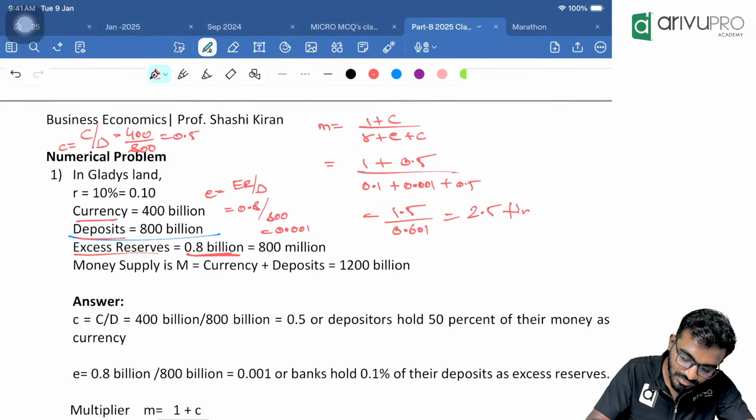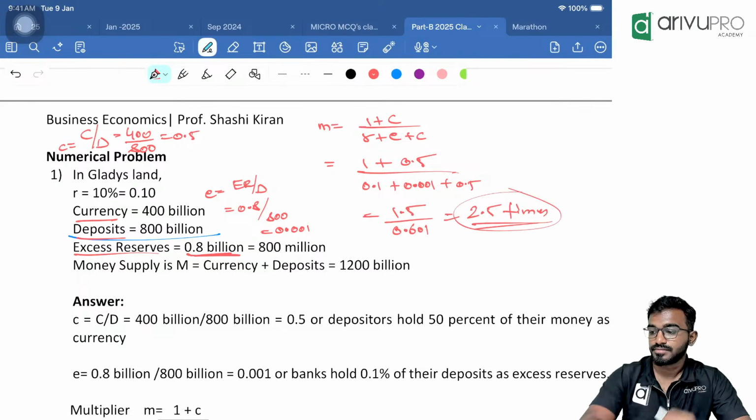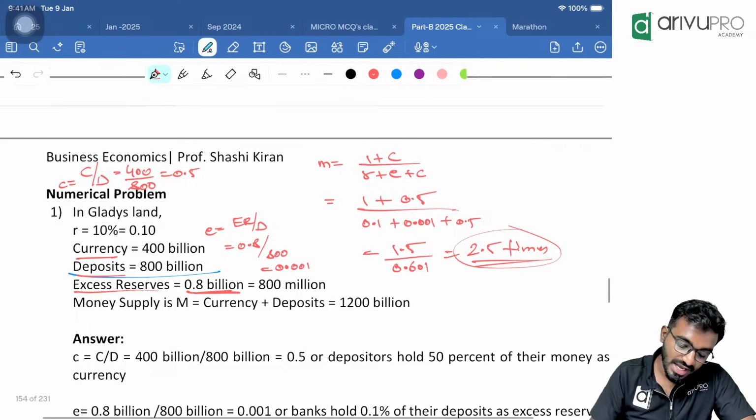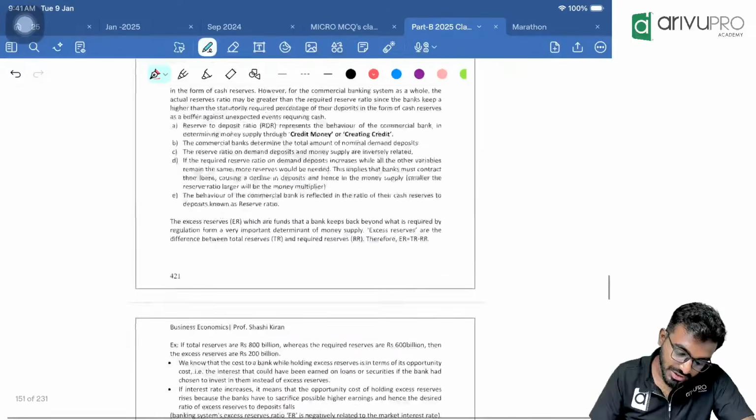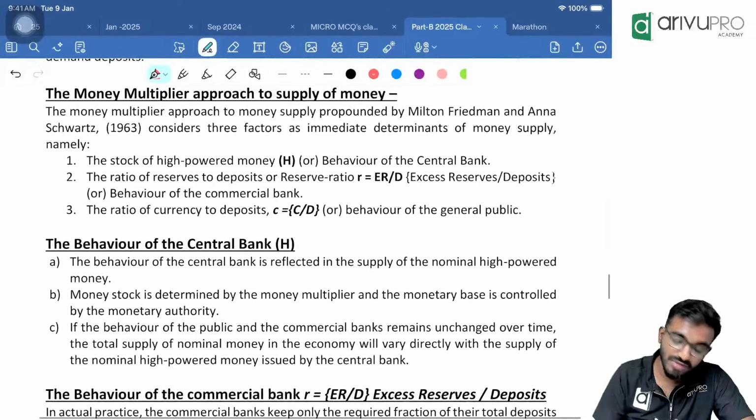2.5 times. Clear? This is how the questions can be. And see, individual explanations may come. Like I explained a joint behavior of all the three.